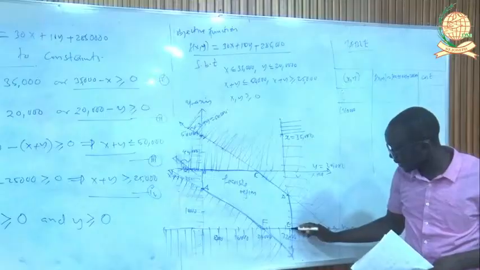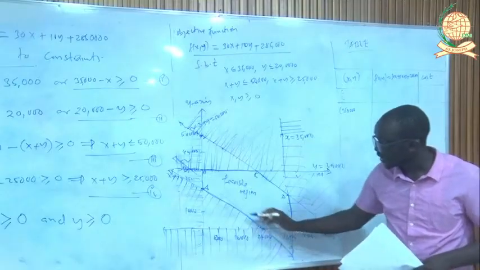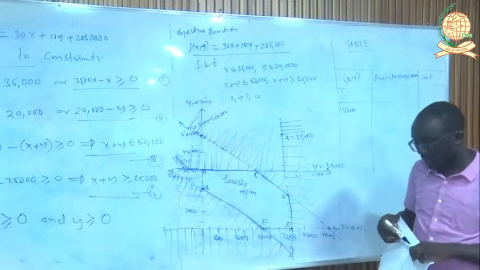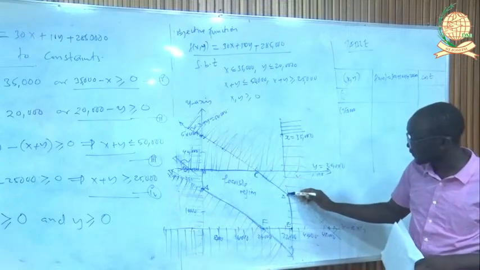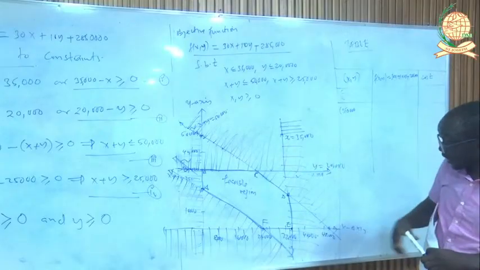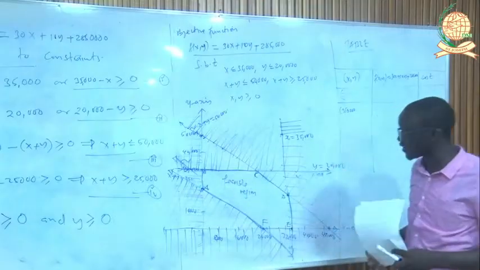So for the corner points, you have to be very careful. Here you have x-intercept, here you have x-intercept, here you have y-intercept, here you have y-intercept. Here is the point of intersection between the intersecting lines, and here again this line and this line are intersecting. So you have to make sure you highlight these points very well.